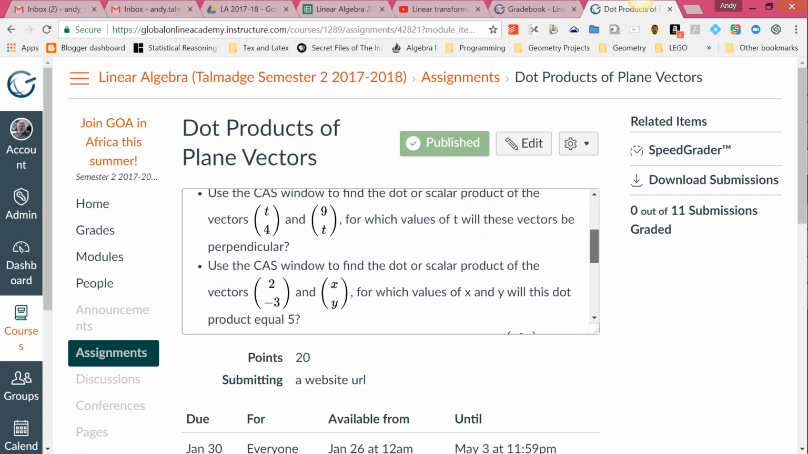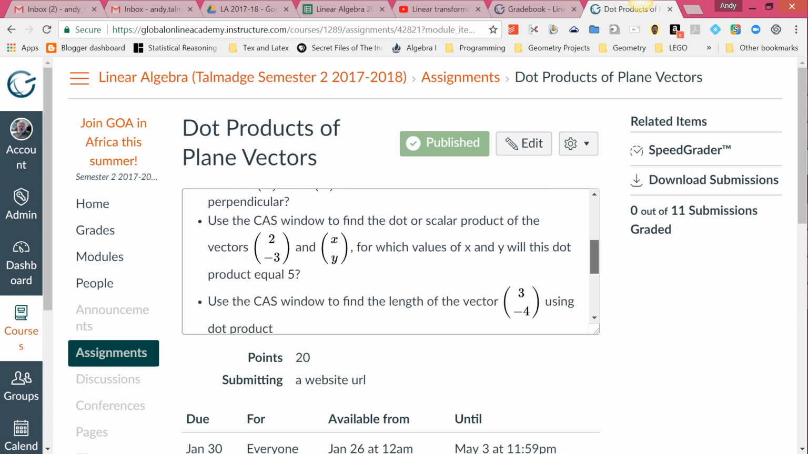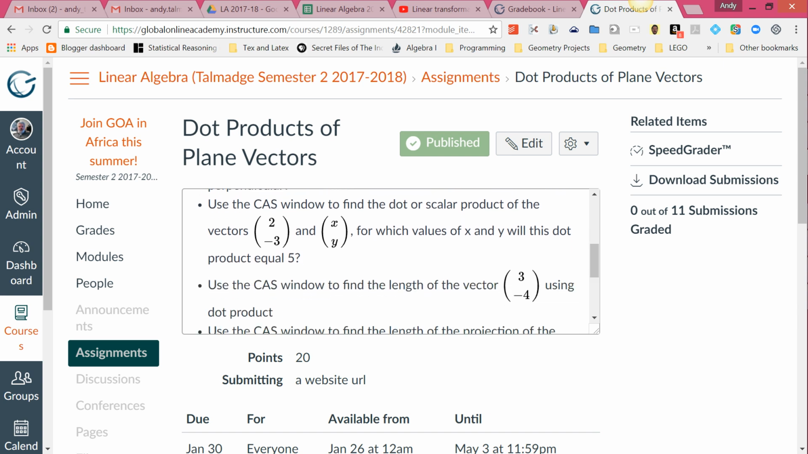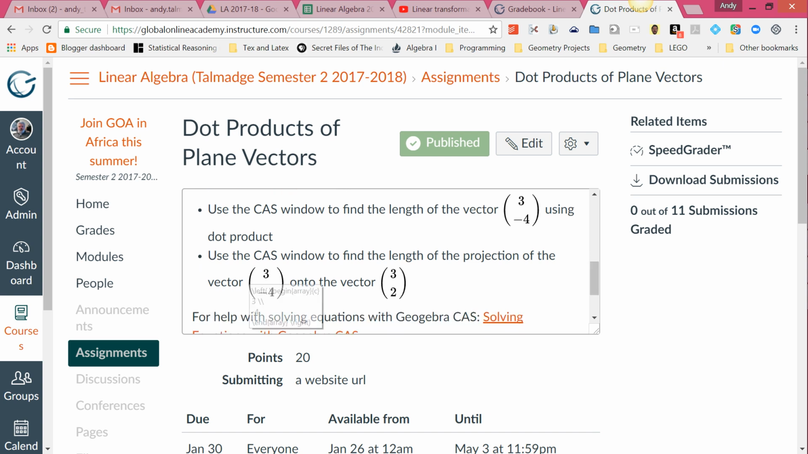We're going to do four things. We're going to use the dot product to figure out when these two vectors are perpendicular, which is a pretty simple thing. We're going to use the dot product to find out what might occur when the dot product of these two vectors is equal to 5. Then we're going to find the length of a vector using the dot product, and finally we're going to project a vector (3, -4) onto the vector (3, 2).